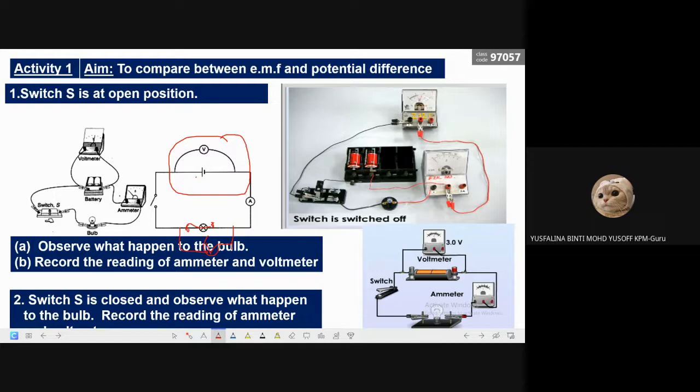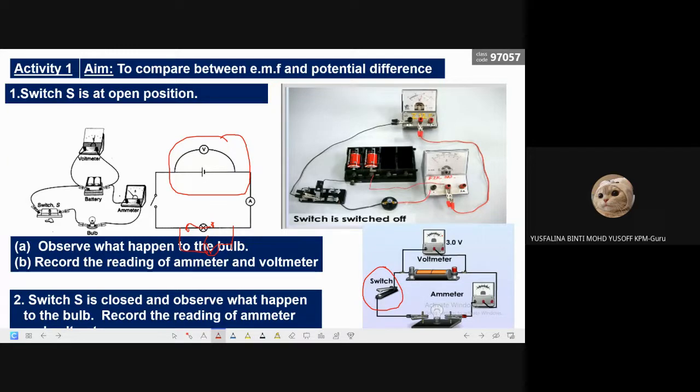battery. So it says here the switch S is at the open position, meaning it's switched off. So there is no current flowing in the circuit, because the switch is off. But there will still be a reading for the voltmeter. You see the diagram here, even though the switch is switched off, there is a reading for the voltmeter. There is 3 volt.